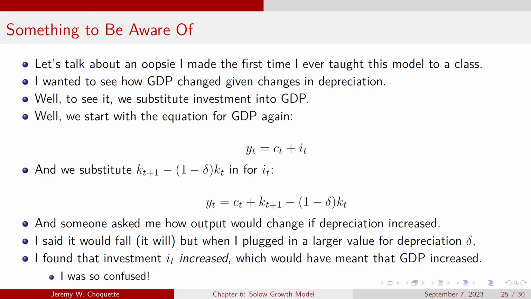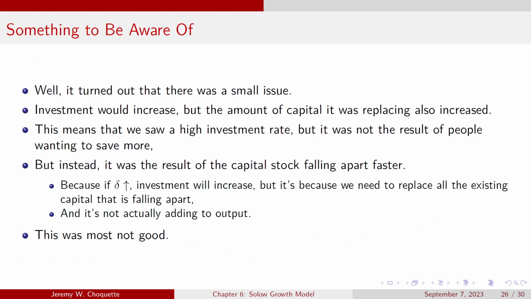So let's start with the equation for GDP, Y equals C plus I. And I'm going to substitute the law of motion of capital in for I. And when I did that, I get Y equals C plus K_{t+1} minus (1 minus delta) times K_t. And at this point, somebody asked me how output would change if depreciation increased. And I said it would fall, which it will. But when I plugged a larger value in for depreciation, I ended up finding investment increased, which would have meant that GDP increased. And I was really confused by this.